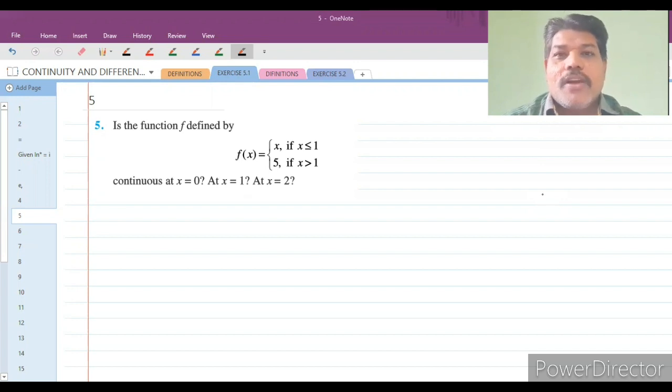So in the previous class, we have completed that exercise of 5.1. The fourth question is over. So see the next question, question number 5.